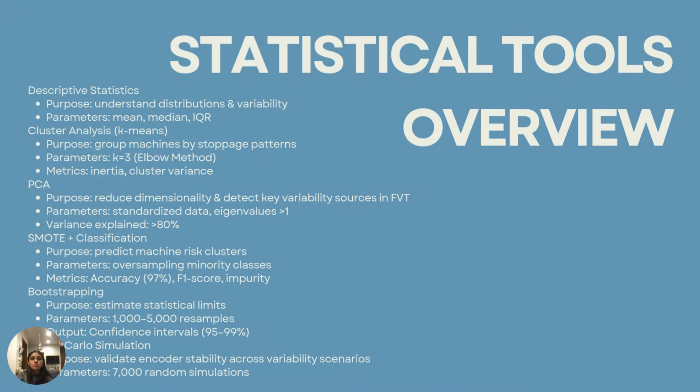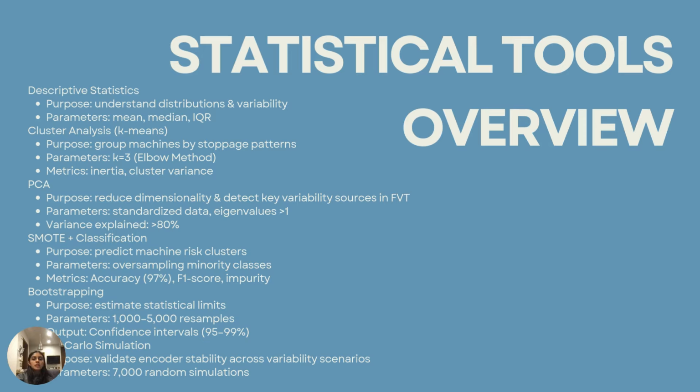The statistical tools we use: we began with descriptive statistics to explore distributions, outliers, and variability. For the machine stoppages data, we applied k-means clustering using K=3 based on the elbow method. And this grouped machines by behavioral patterns and allowed us to later build a predictive classification model. To handle the imbalance across machine categories, our teammate Jonathan introduced us to SMOTE and trained a classification model.